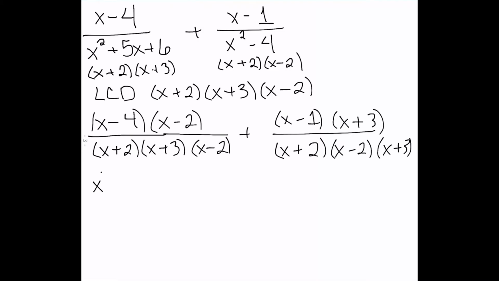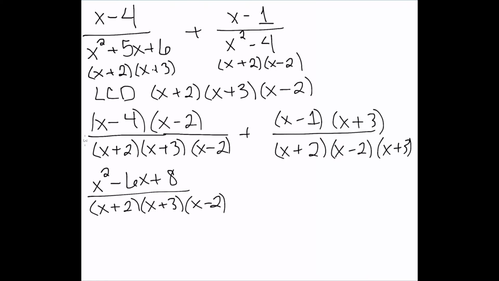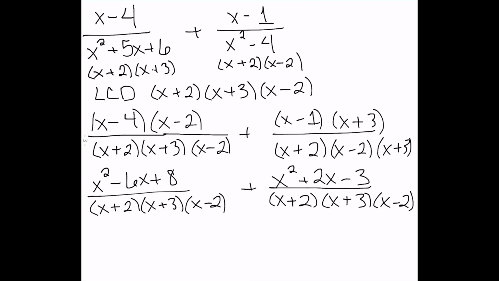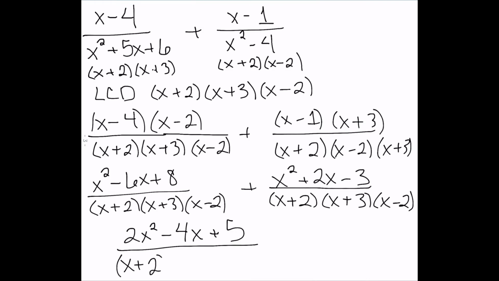Multiplying out, I'll get x squared minus 6x plus 8 for the first one over my denominator. For the second one, I'll get x squared plus 2x minus 3 over my denominator. I can now add things. I have x squared plus x squared is 2x squared. Minus 6x plus 2x is minus 4x. And then 8 minus 3 is plus 5. All over (x plus 2)(x plus 3)(x minus 2).